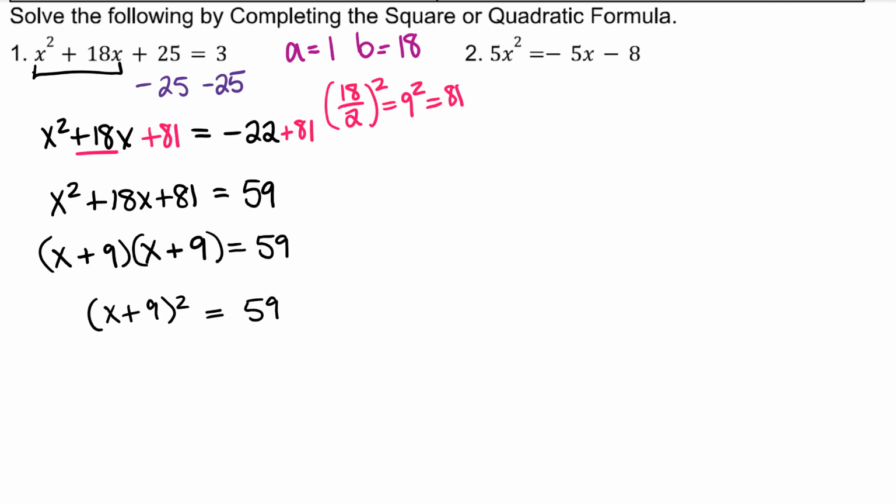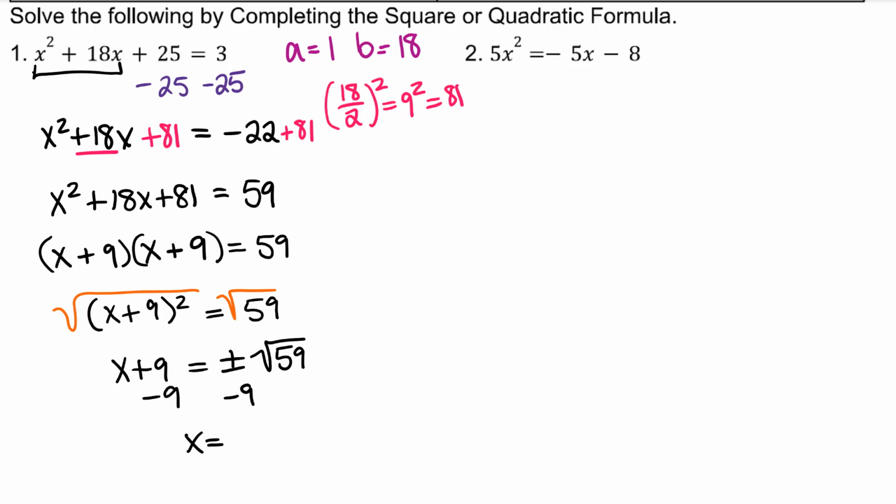And use square root property of equality to solve. That's plus or minus root 59. 59 does not have any perfect square factors or any factors at all, so we can't simplify that radical. Isolate x, and you have your solutions. Negative 9 plus root 59, negative 9 minus root 59.